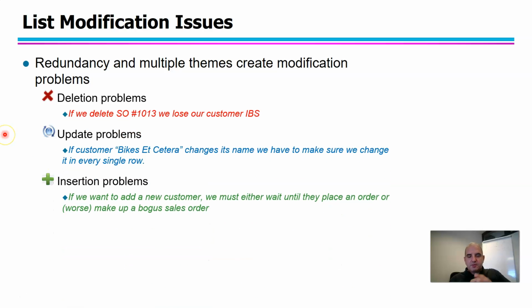So let me repeat, we have 3 different anomalies. Deletion problems: when you delete, you can delete data that you want to keep. Update: you lose lots of time updating lots of rows. And insertion: you have a part of the data, but you cannot insert it into the table because the other part is missing. These are called anomalies in relational databases.